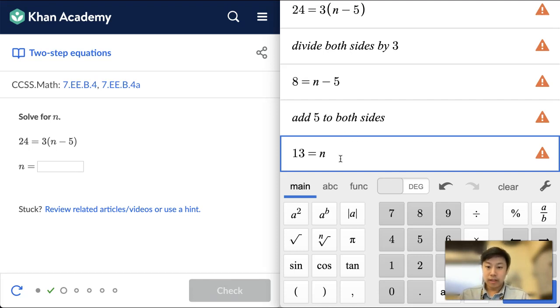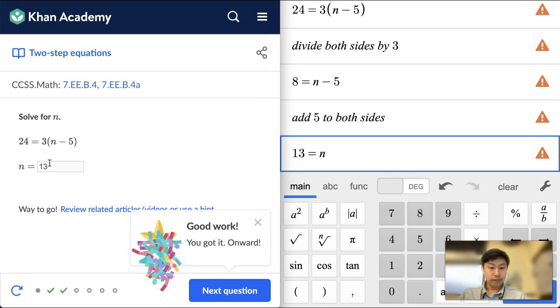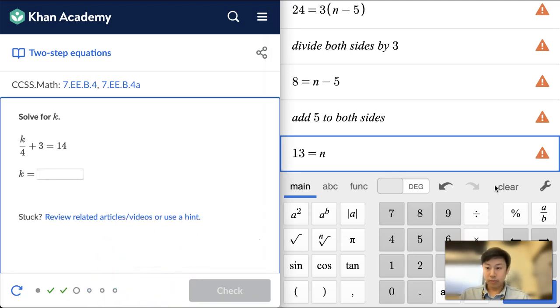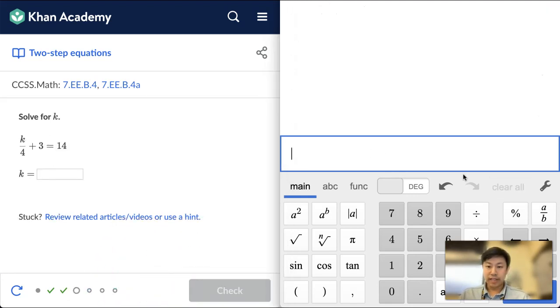13. Okay, you guys can always check your work, right? Let's do some mental math. If I think my n value is 13, 13 minus 5 is an 8 inside the parentheses. And then 8 times 3 does equal a 24. Okay, we'll do, I think, 3 examples of these.